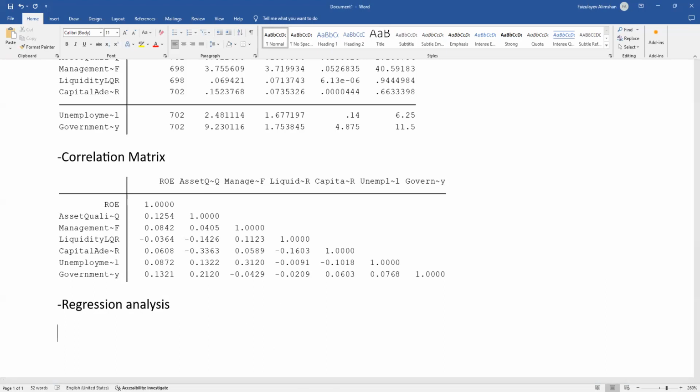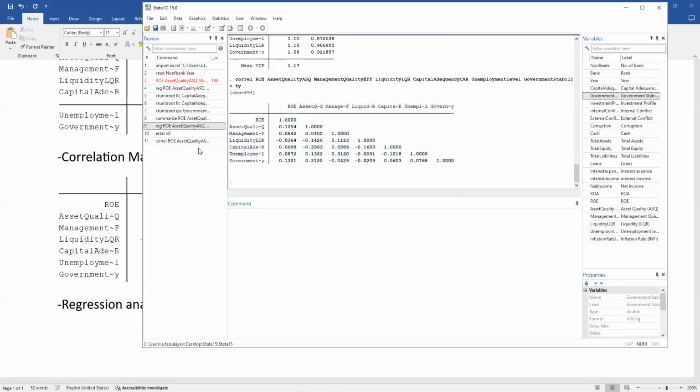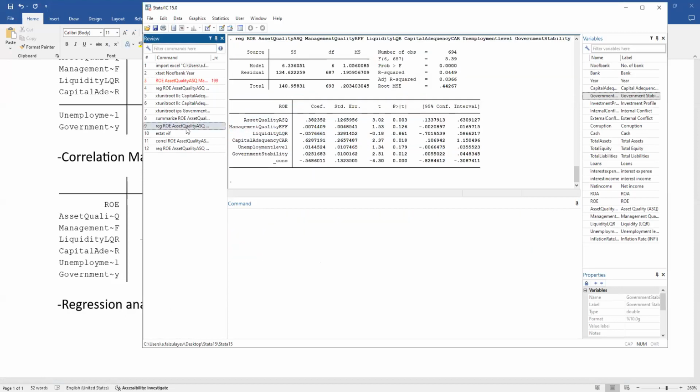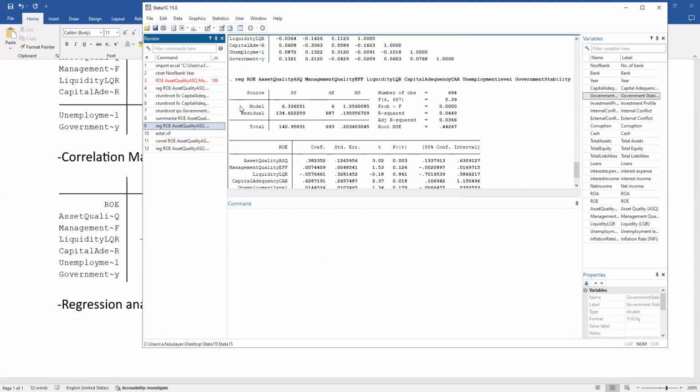And we come to the regression analysis. I'm going to use the normal regression, guys. I'm not going to explain the panel corrected standard error. It's up to you. FGLS, panel corrected standard error, or 2SLS, which you're going to use and explain, it's up to you. But I'm going to explain this one.